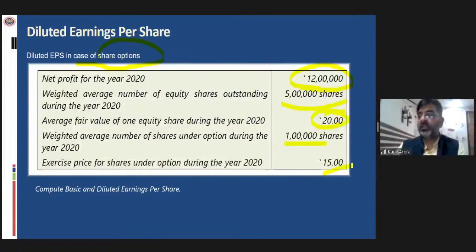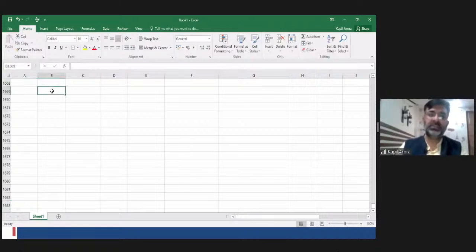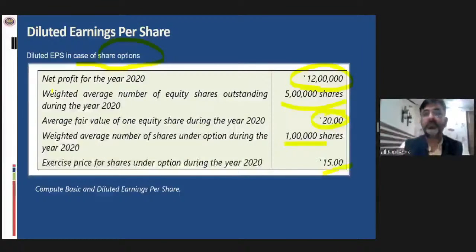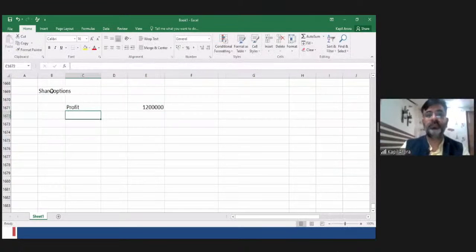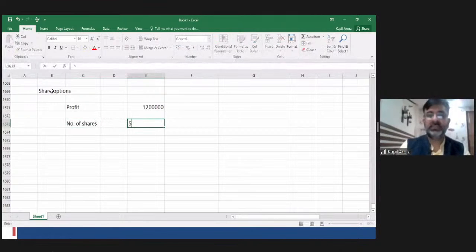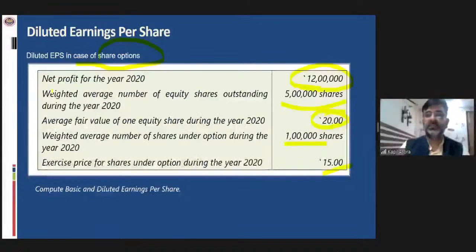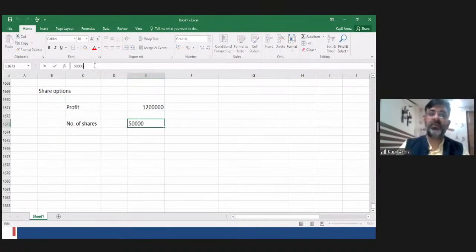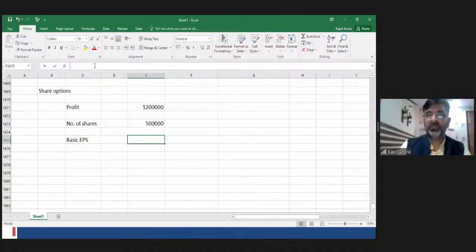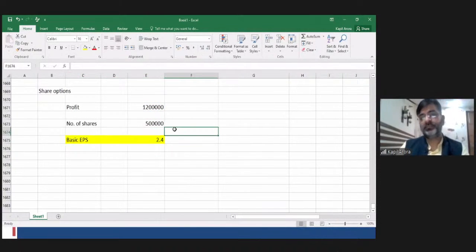Now coming here, in case of share options, first let's find out the profit. Profit is mentioned as 12 lakh, and the number of shares is 5 lakh. If the number of shares is 5 lakh, what is going to be my basic EPS? Basic EPS would be 12 lakh divided by 5 lakh. My basic EPS is 2.4. That's something which we have calculated.